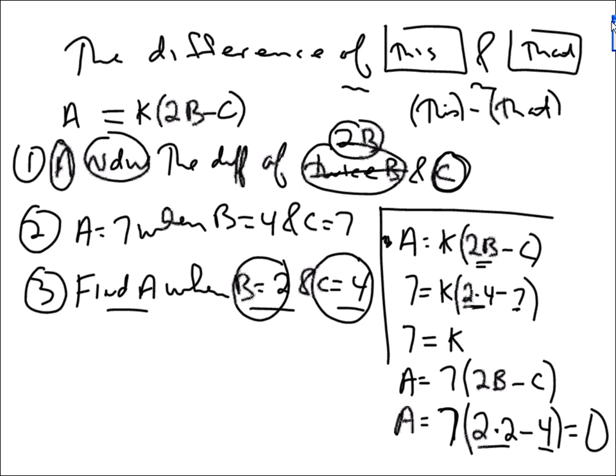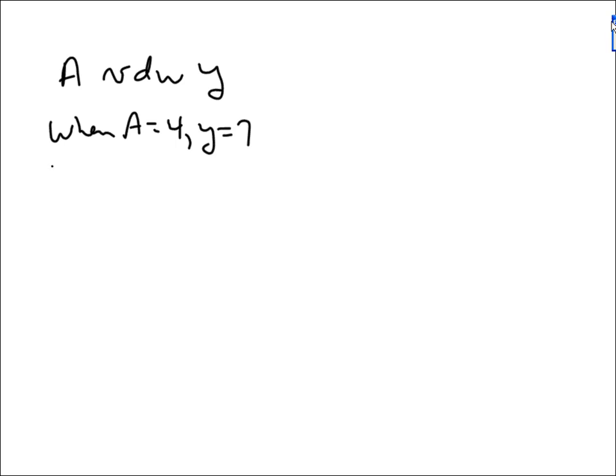Okay, let's try one more. It'll be a simpler one. So they can get wordy. They can talk about the sum of this and that, the difference of this and that, the product of this and that. Suppose you're told that A varies directly with Y, and when A is equal to 4, Y is 7. And they ask you to find Y when A is 11.